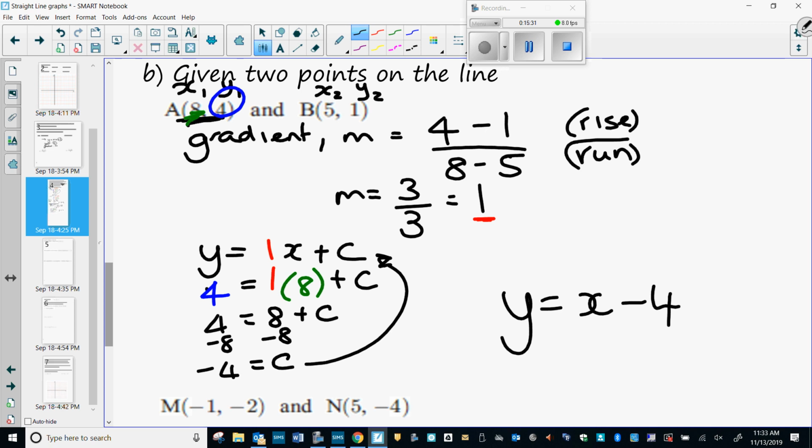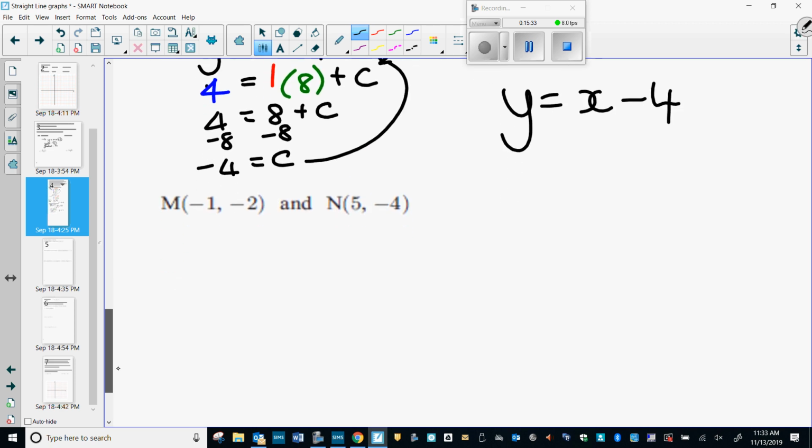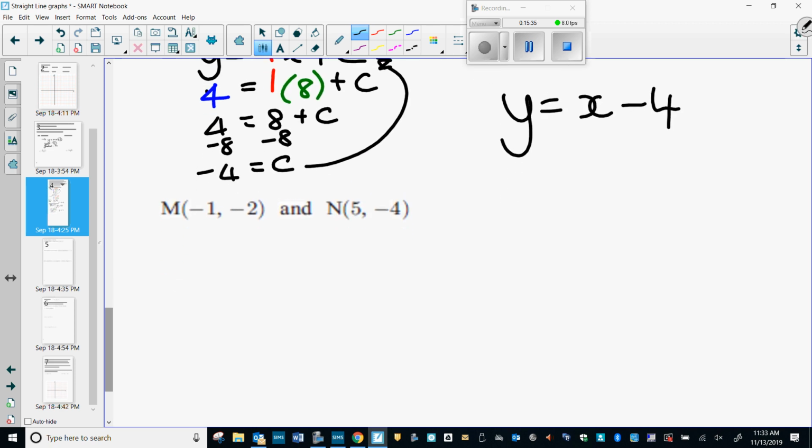Amazing. Alright, next one. Same thing, two different coordinates. So, what's the first thing we have to do, Erin? We have to label the x. Sure, okay. x1, y1, x2, y2. And then you have to do the y's on the top and the x's on the bottom. Okay, and what are we doing when we're doing this? We're finding the gradient. Good. So, go for it, tell me what to write.